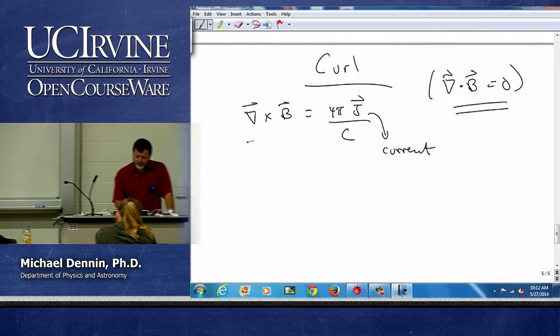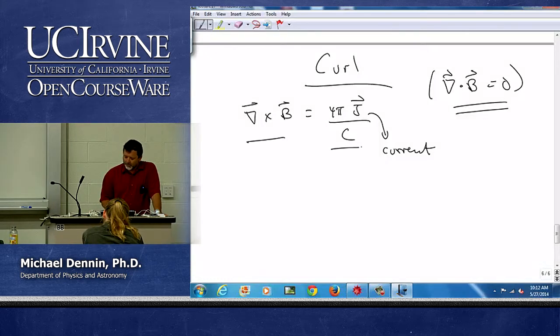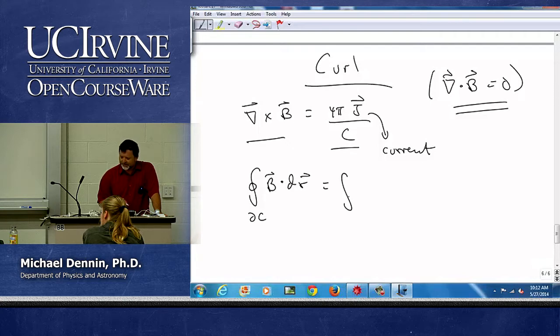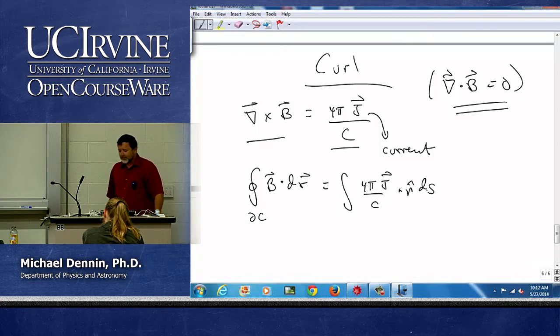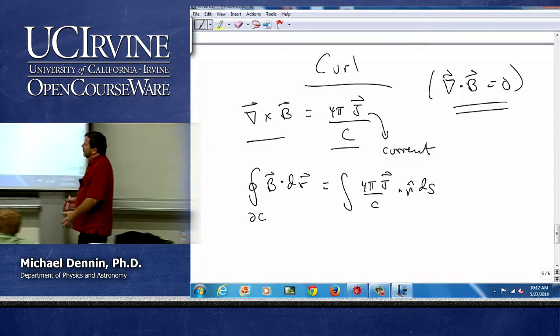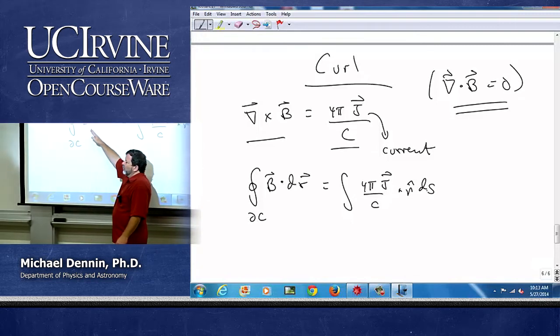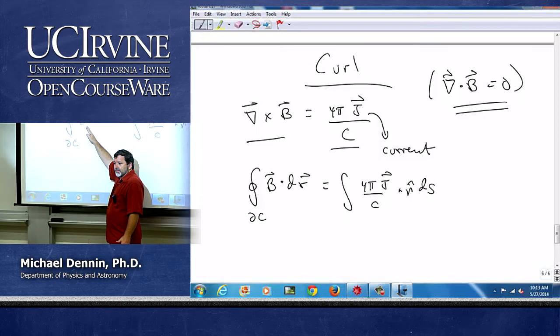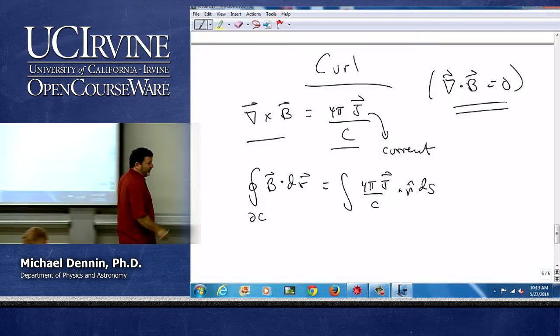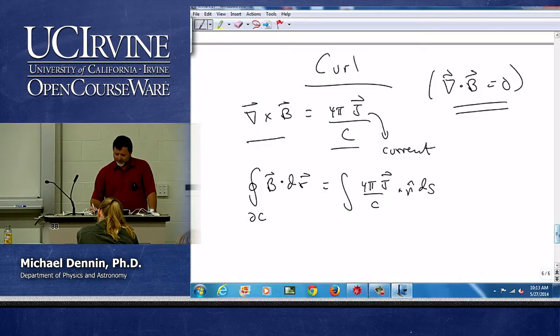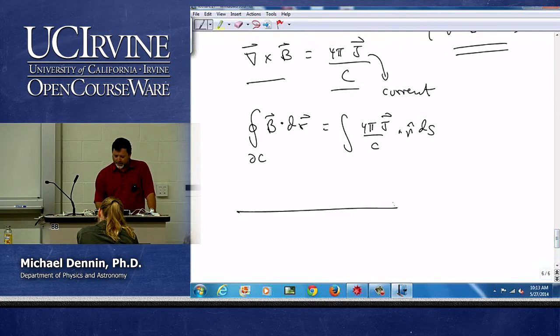But since the curl is given by the current, the integral of B dot dr around some curve is the same thing as the integral over the area of 4 pi J over c dot n hat dS. And again, where is this most useful? This is most useful when you're trying to find B and you have some symmetry. So the type of places we use it, obviously, the most common being a straight wire.